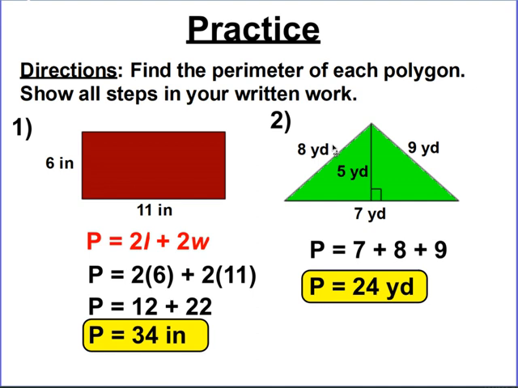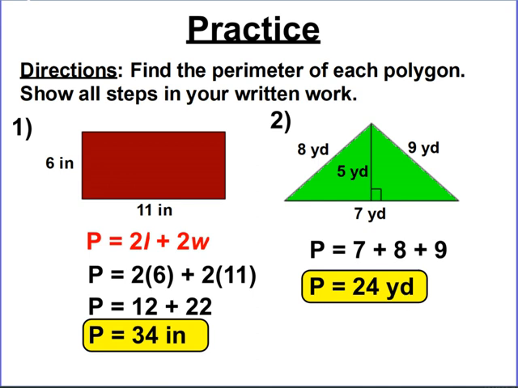So the 3 sides are 8, 9, and 7. So when you add those together in any order that you want to, remember commutative property, you can change the order around if it helps to make it easier. 7 plus 8 plus 9 is 24. So your work should look like this. It should be P equals with the 3 side measurements, and then P equals with the answer and label.